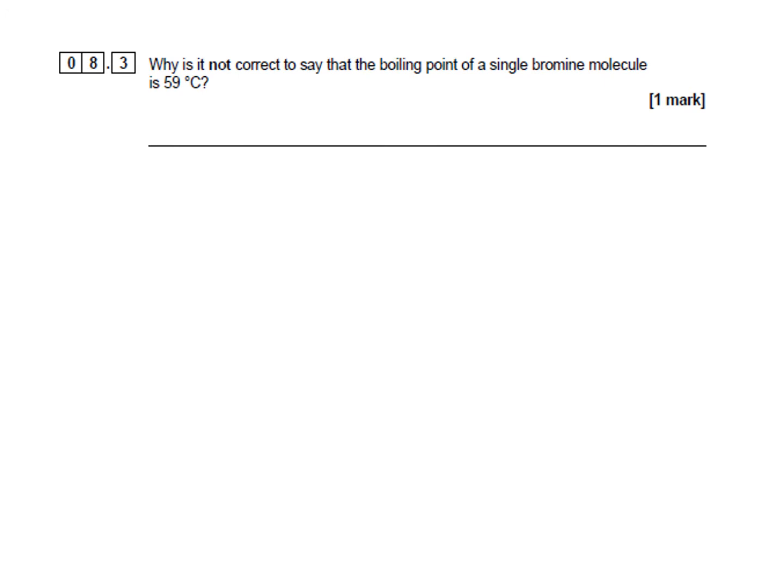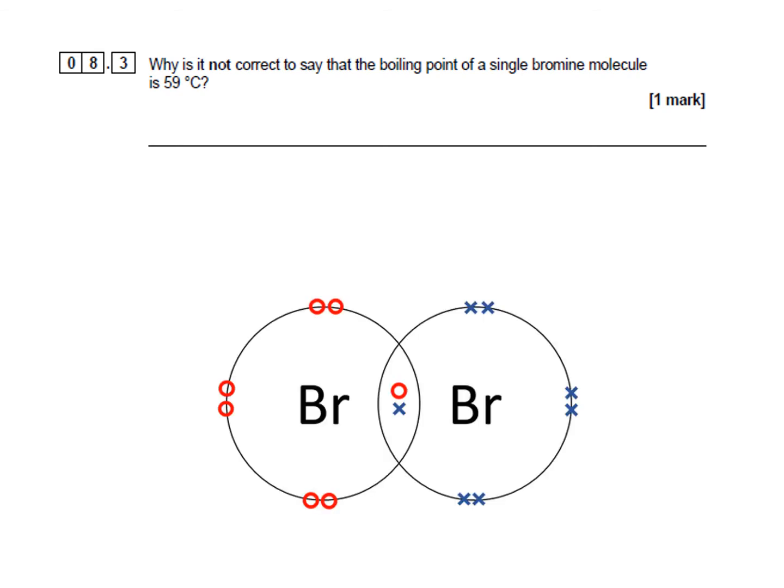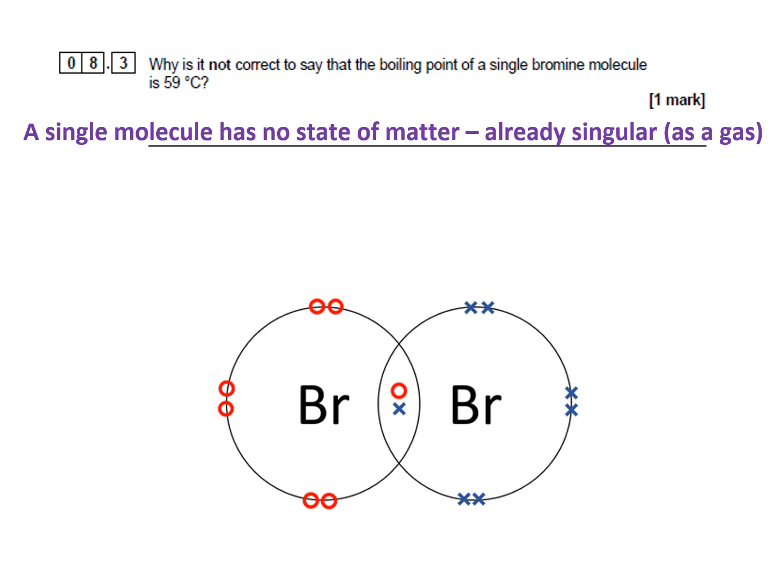Why isn't it correct to talk about the boiling point of a single bromine molecule at 59 degrees? If you think about it, when we're talking about boiling point, we're talking about the particles moving apart. If you've only got one molecule, what's it moving apart from? So you can't talk about the state of matter of a single molecule. It will always be effectively a gas because it's got nothing else around it. So if you've only got one molecule, you can't talk about it having a state of matter.